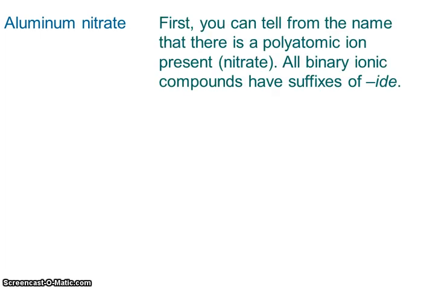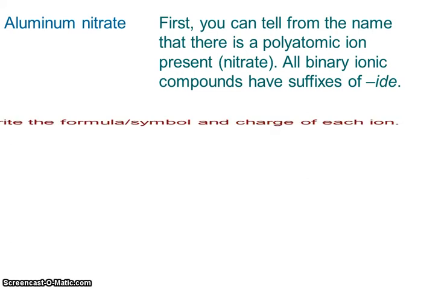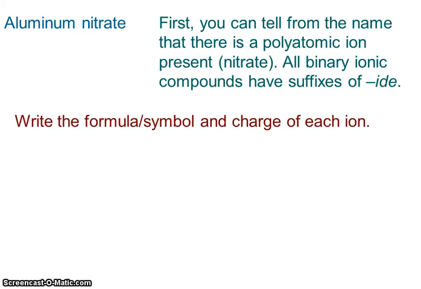A good example of this is aluminum nitrate. We're going to tell that we're going to have a polyatomic ion present because nitrate does not end in "ide." There are 2 polyatomics that end in "ide," hydroxide and cyanide, so just be aware of that. But for the most part, if I do not end in "ide," I am not binary. So I know there's a polyatomic present, and so I'm going to write the formulas and symbol for each ion. Aluminum is +3 Al because it is in group 3. Nitrate is NO3 and it carries a -1 charge.